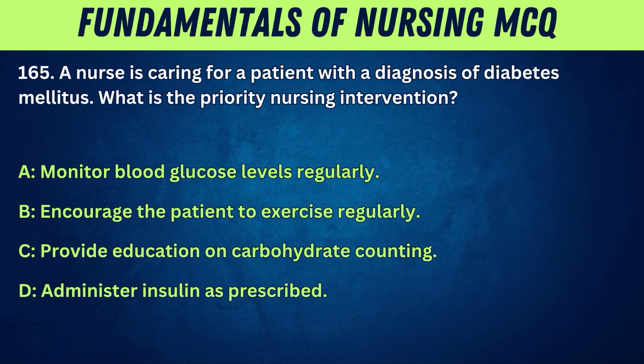165. A nurse is caring for a patient with a diagnosis of diabetes mellitus. What is the priority nursing intervention? A. Monitor blood glucose levels regularly. B. Encourage the patient to exercise regularly. C. Provide education on carbohydrate counting.